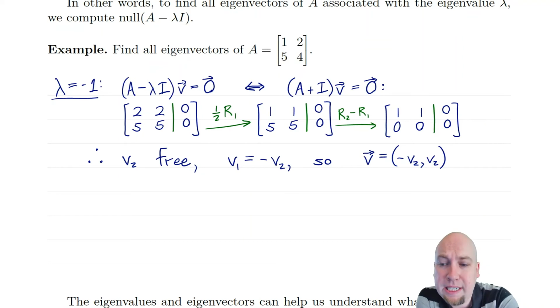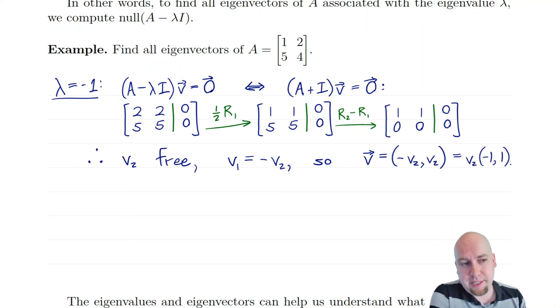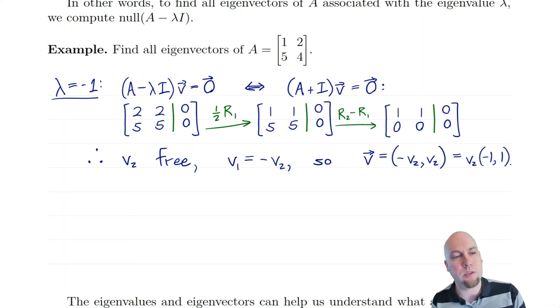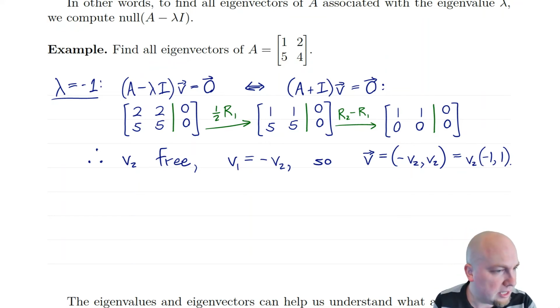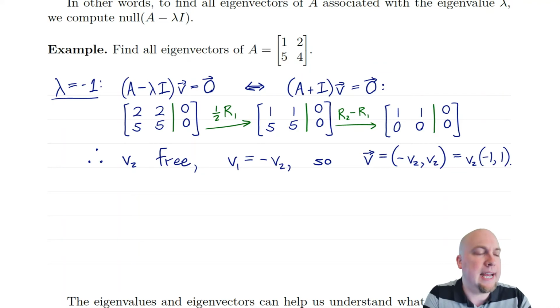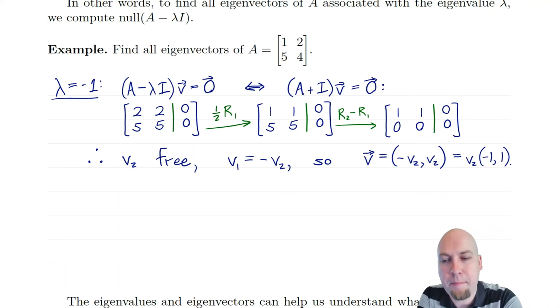Typically what I'm going to want to do is factor that. Always, when you're writing a solution set of a linear system in terms of the free variables, you're always going to be able to factor those free variables out. I see there's a V2 in each of the entries, factor it out, I'm left with a -1 and a 1. So the eigenvectors associated with lambda equals -1 are exactly the multiples of this vector -1, 1.